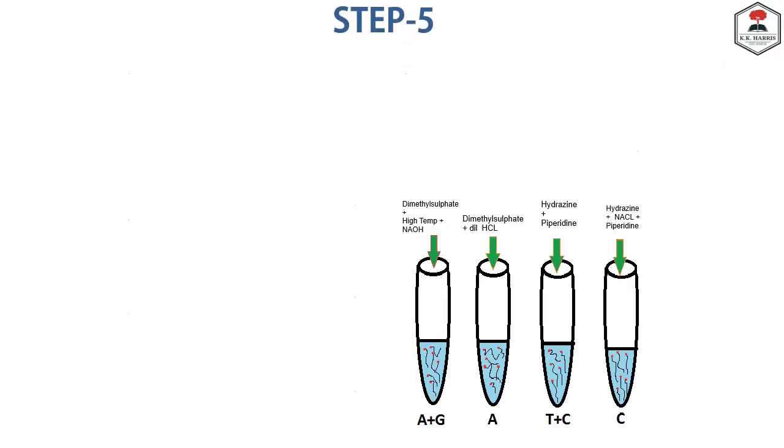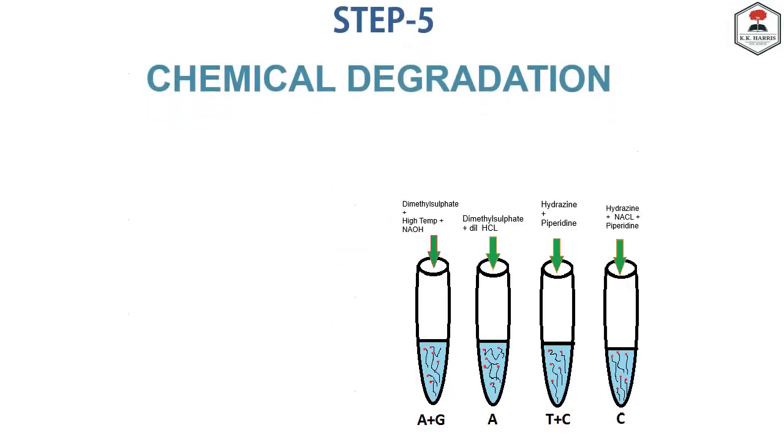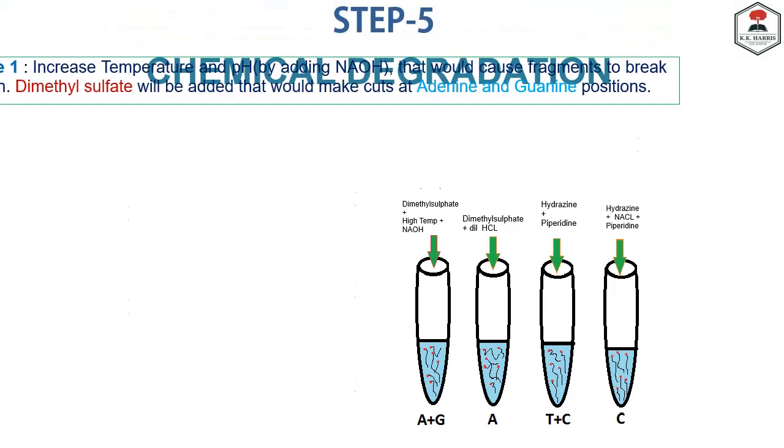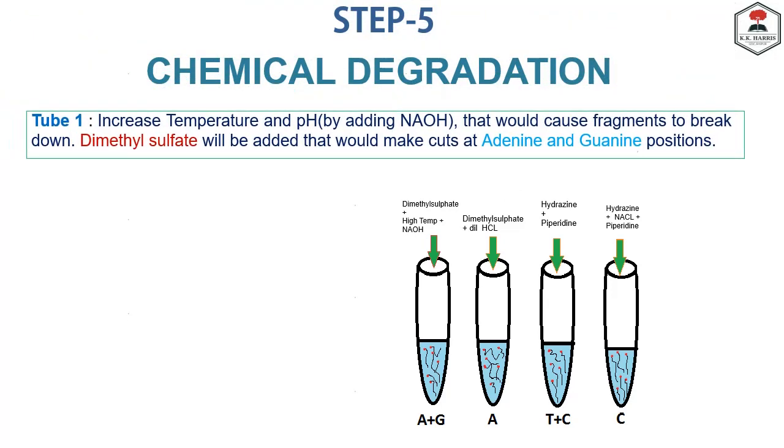Step 5. Chemical degradation. Tube 1, increase temperature and pH by adding NaOH, that would cause fragments to break down. Dimethyl sulfate will be added that would make cuts at adenine and guanine positions.